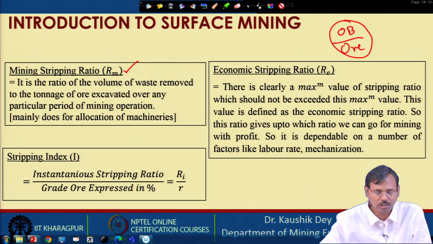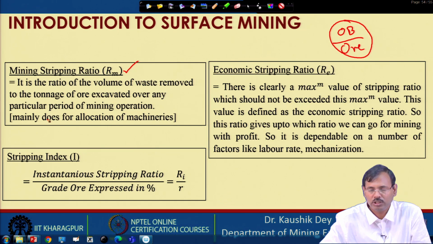So, it is the ratio of volume of waste removed to the tonnage of ore excavated over any particular period of mining operation. That means, it may be for a month, it may be for a week, it may be for a shift also. This is basically carried out for allocating the different machines, the population of the machines that is required for achieving the production.